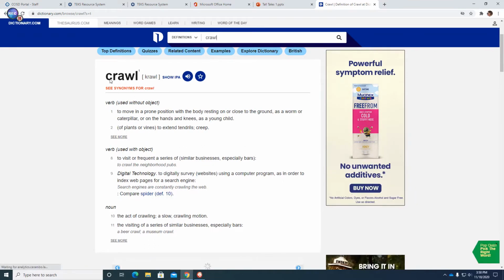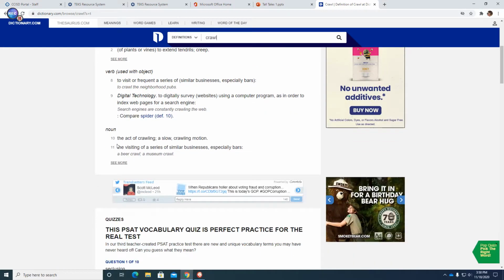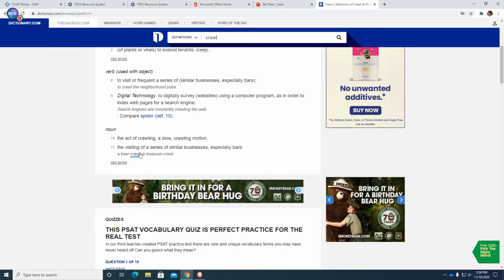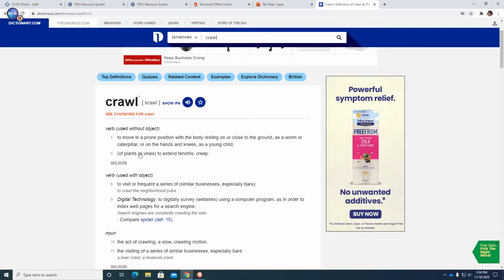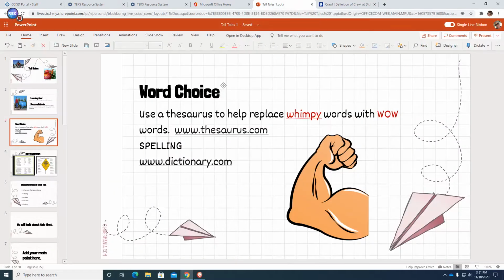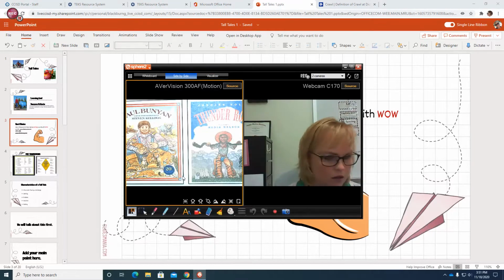It can tell you how to use it as a verb, tell you the numerous definitions if you want to use it as a noun, and then it will also give it to you in some sentences and give you some information. So here is dictionary.com. So that's a website that you could use in order to look up spelling and definitions of words. All right. Now we are going to go on.